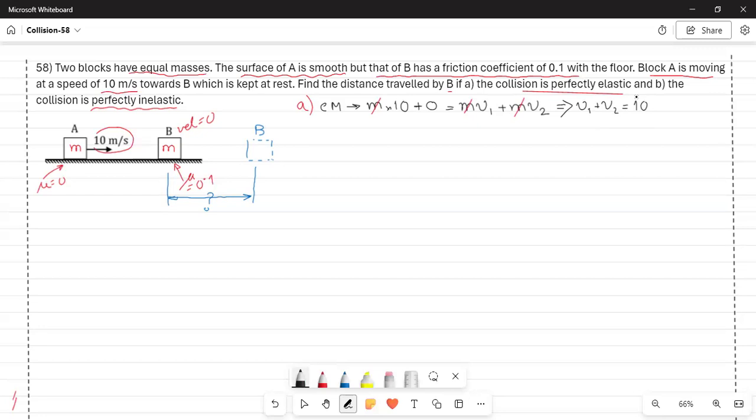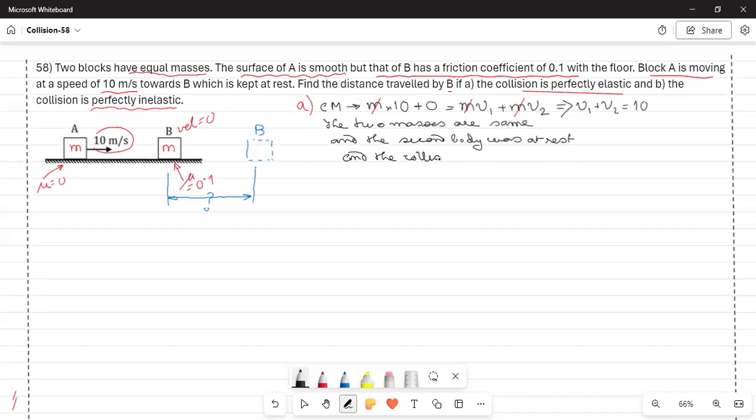But there is one more very interesting point. Here, the two masses are the same, the second body was at rest, and the collision is perfectly elastic.